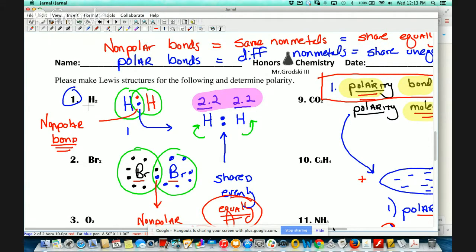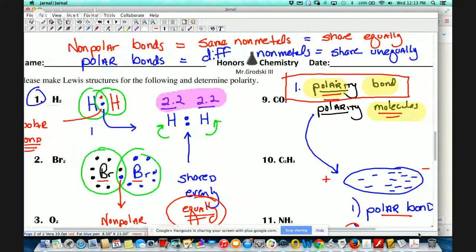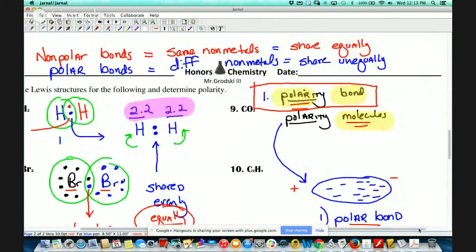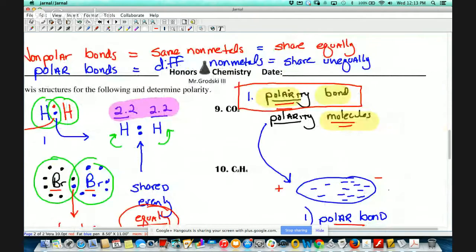And as we learned yesterday, hopefully, to be a polar molecule, you have to have at least 1 polar bond. You have to have unequal sharing, because a polar molecule is a group of nonmetals where there are a lot of electrons on one side, but not a lot of them on the other. So it's an unequal distribution of electrons, and that creates differences, or poles, that we like to say.